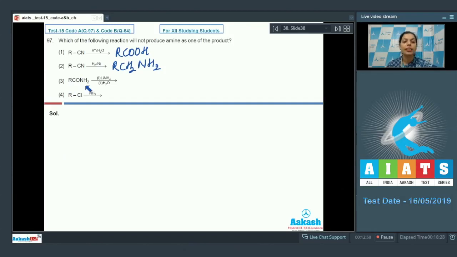After that, RCONH2, amide, is here. It is reduced using lithium aluminum hydride followed by water. It means it gets reduced to RCH2NH2. Once again amine is formed. Let's take the next option, RCl, alkyl halide, to which ammonia is added, and yes, in this case also amine would be formed. So only one option does not form amine as the product, and that's why that becomes the correct answer.